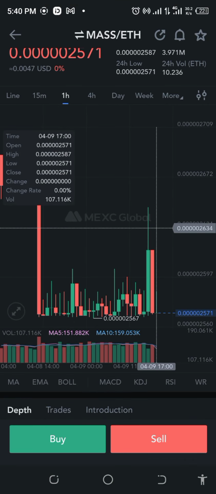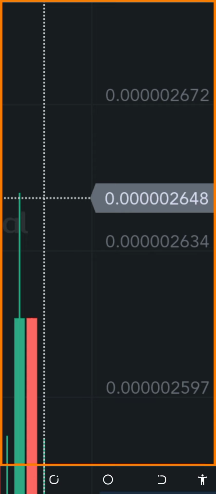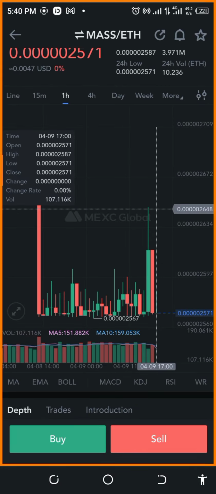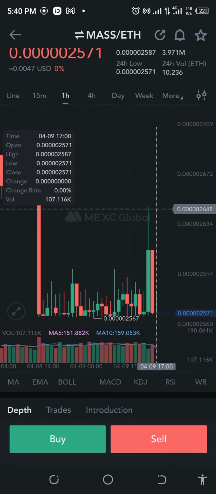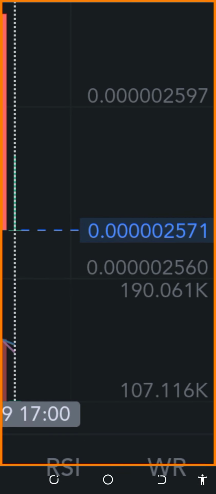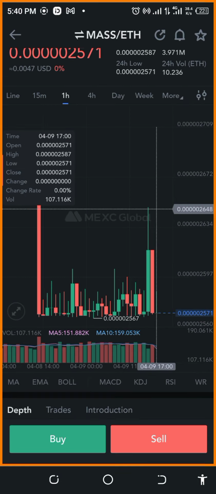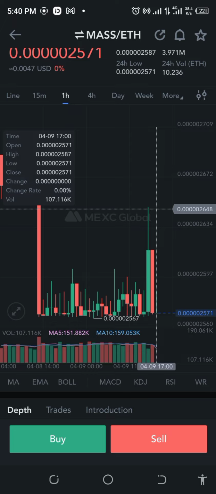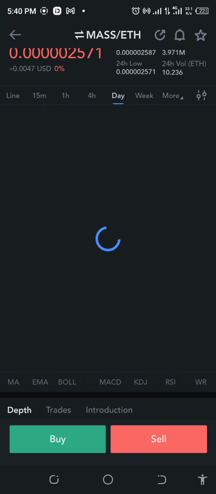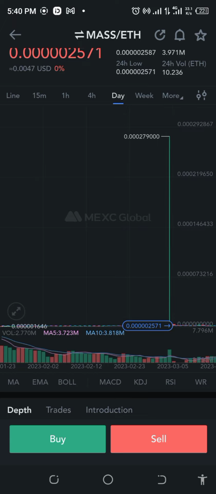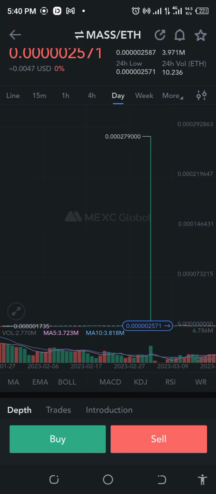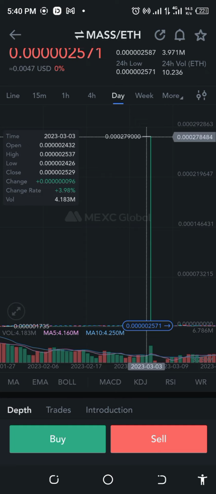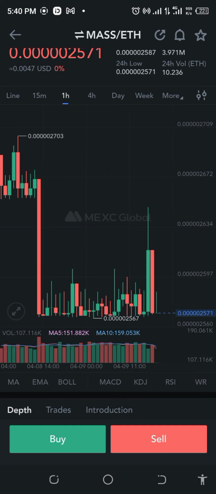And so it was quite difficult to buy. Let me see what this is. This is like 2648. It went high. And now we're back at 2571. Okay, for the past, let's go to 1 day and see what I'm talking about. On the day chart you can see how high it went. That's really high. But what I'm thinking is that I should just set a sell limit for ETH.